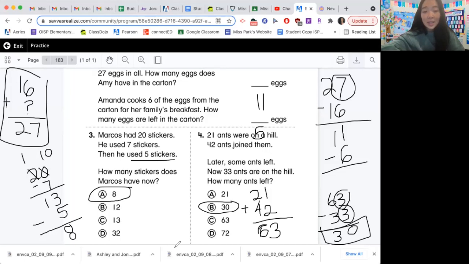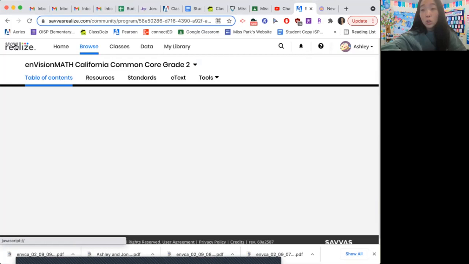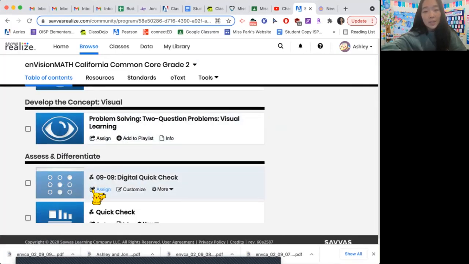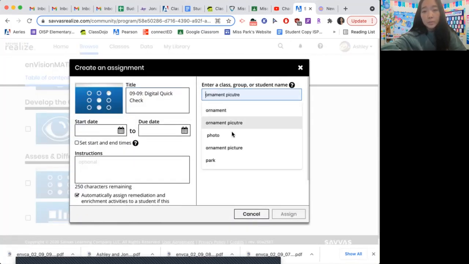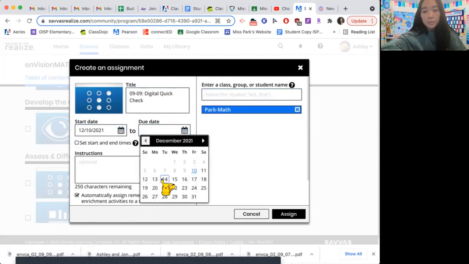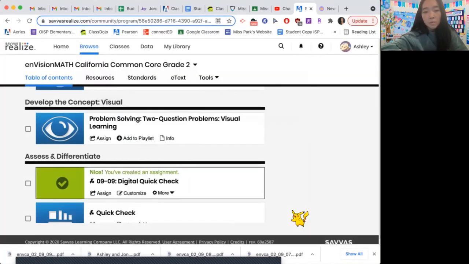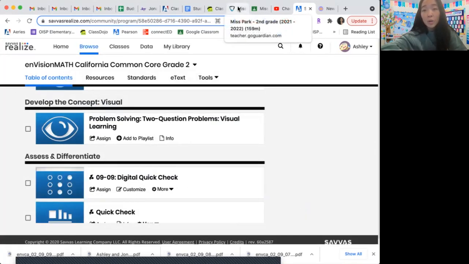So the next thing you guys are going to do is I want to see how well you can do now on your digital quick check. Your digital quick check is going to be a little bit different because it is a 2-part problem. So please make sure you're double checking your work before you submit. Okay. I'm assigning your digital quick check right now. Okay, your digital quick check has been assigned to you. So everyone go ahead and work on that.